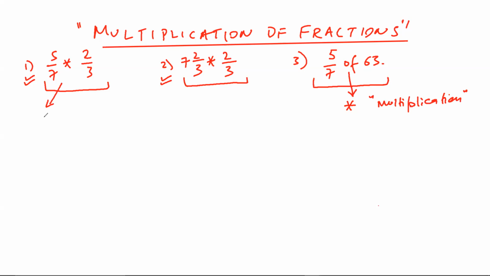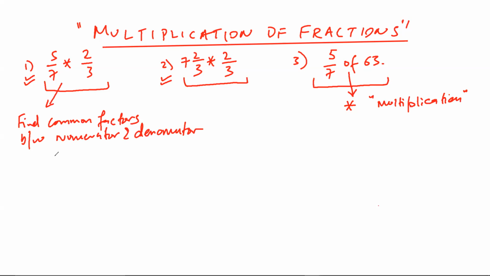the first thing that you need to understand is that you find common factors between numerator and denominator. So what I'm trying to tell you is that, for example, if 5 by 7 into 14 by 15. Now, if this question looked something like this, I need to find common factors between numerator and denominator.